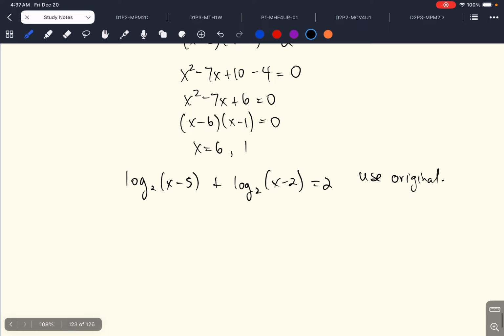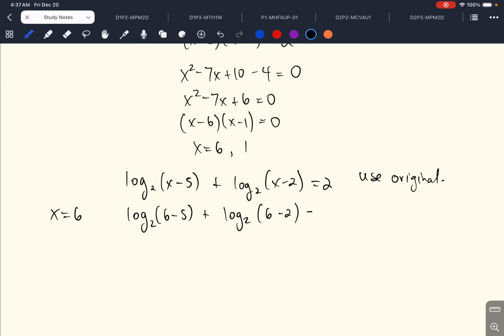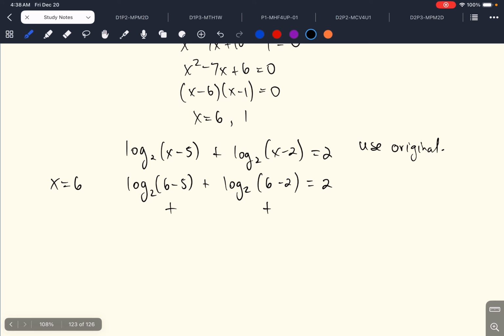Okay, so if I tried x equals 6, what do we get? Well, we get the log of 6 minus 5 and the log of 6 minus 2, both of which are positive, right? So you get a positive and a positive, and so you get some valid solutions. So all logs are positive here. Okay, and you don't have to evaluate them. You could, but just to check the left side equals the right side, we have the log of base 2 of 1 plus the log of base 2 of 6 minus 2, which is 4.